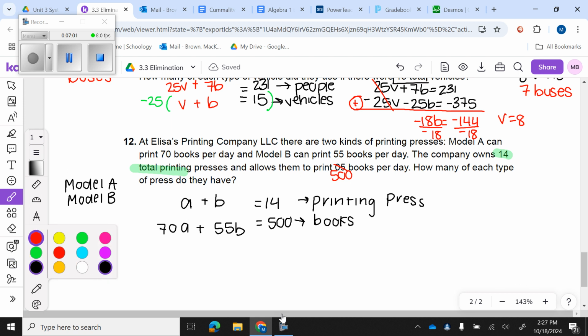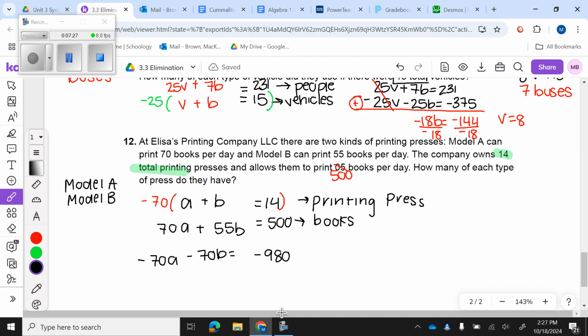To eliminate, I have to have 2 things that match but have opposite signs. So I'm going to multiply my whole top equation by a negative 70, because I know that's going to make those match but have opposite signs. So when I do that, I'm going to have negative 70A minus 70B equals 14 times negative 70, which is negative 980. My bottom equation is going to stay the same.